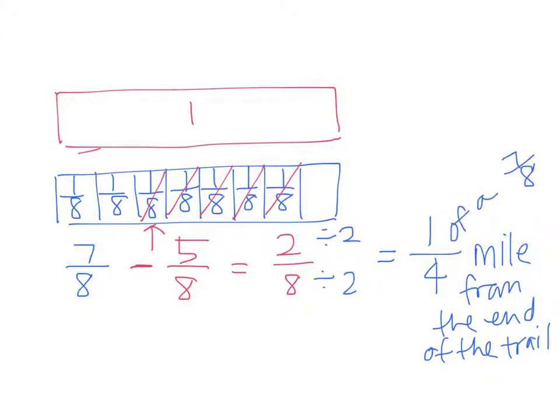Okay, so correction, good point was brought up that it should be 1/4 of a 7/8 mile trail, okay? Because the trail is not 1 mile long, it's actually 7/8. So we made a little correction there.